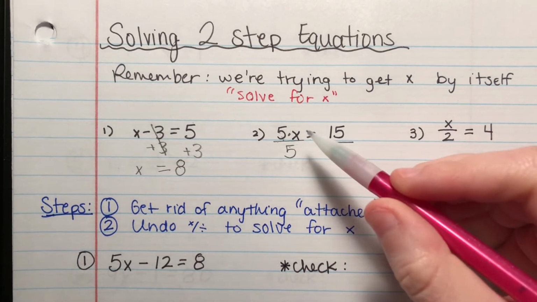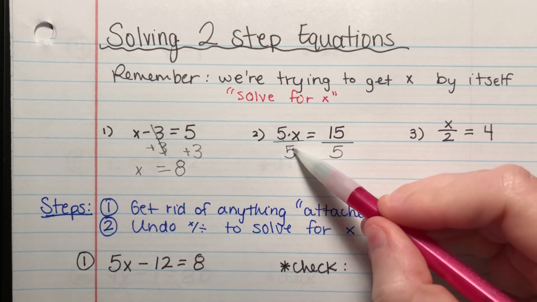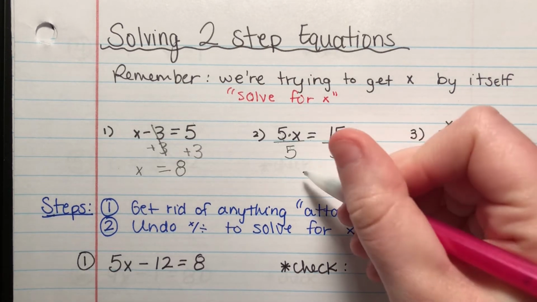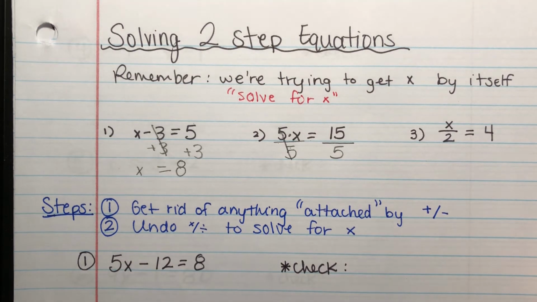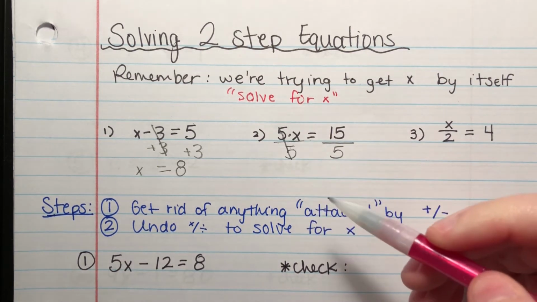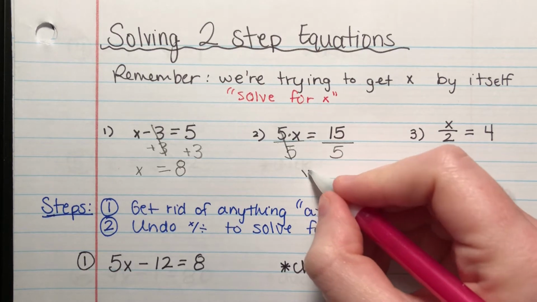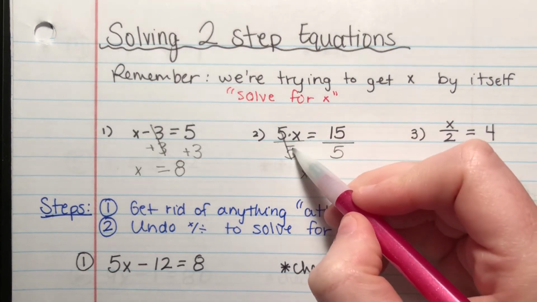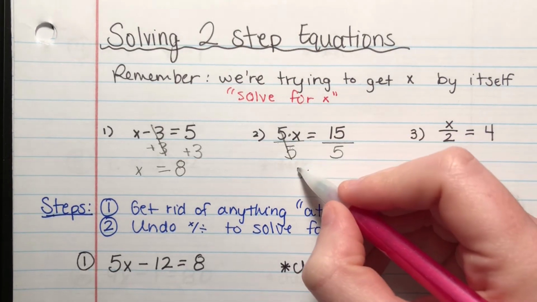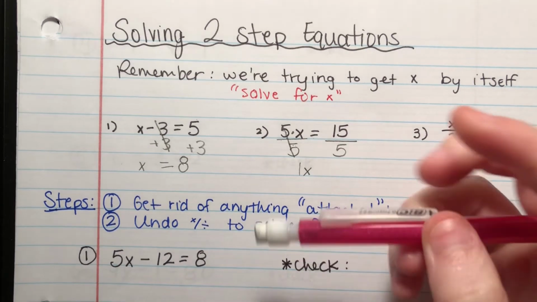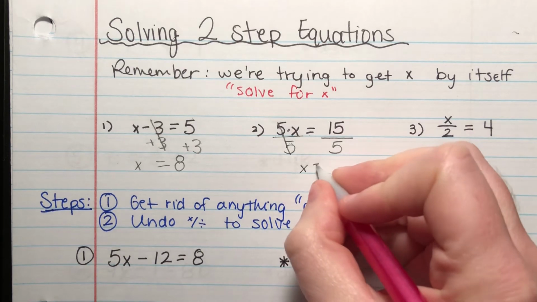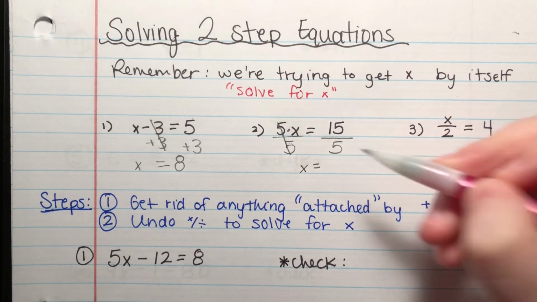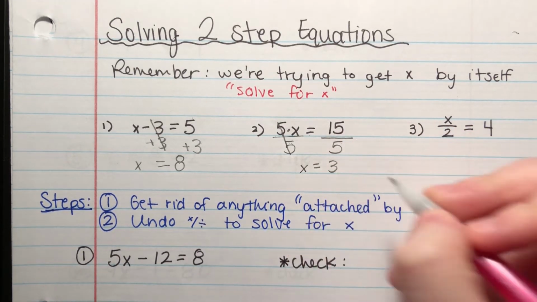Alright, so if I went through and looked at it, 5 divided by 5 is what? It's just 1, right? So I could write 1x here or just x, but I'm going to cross those out just because I know it's not going to affect anything here. So I'm just going to write x here. So x equals, and then what is 15 divided by 5? Well, that's just 3.